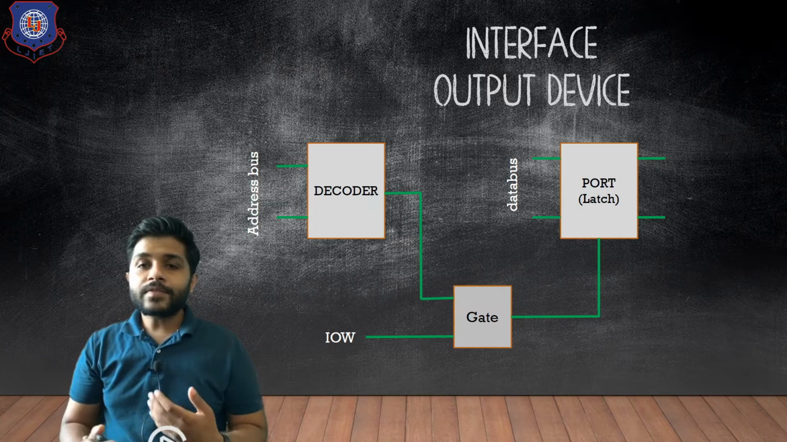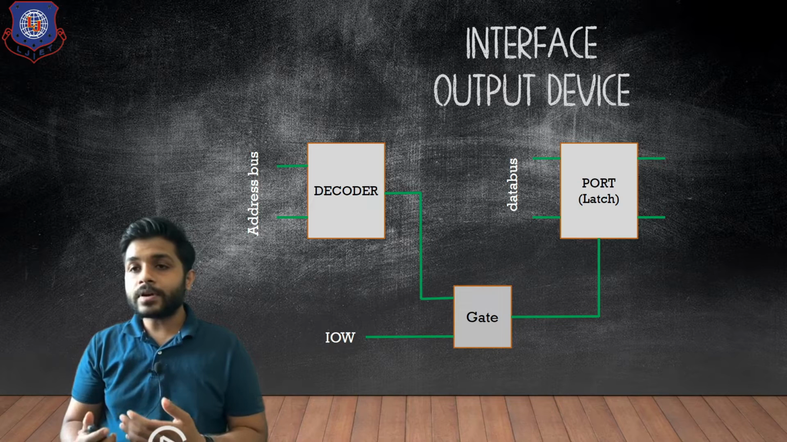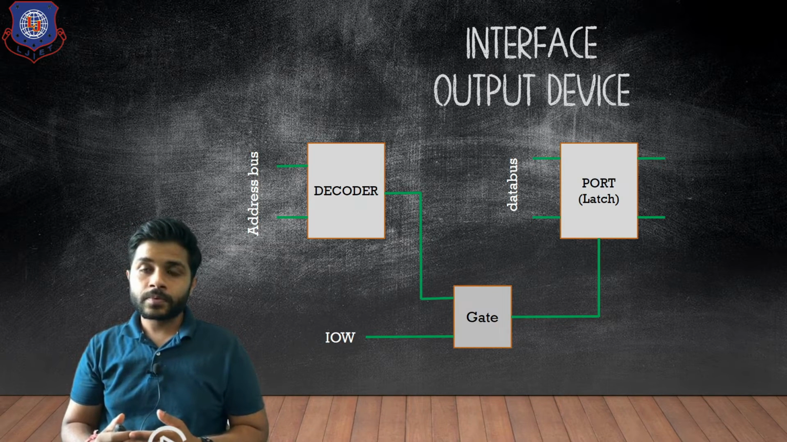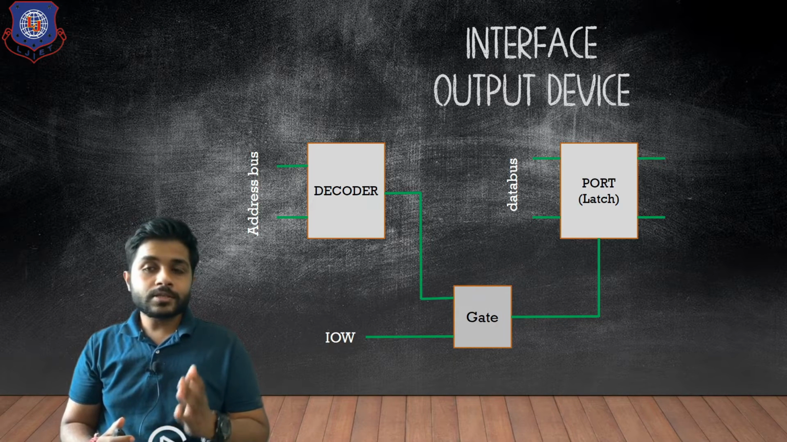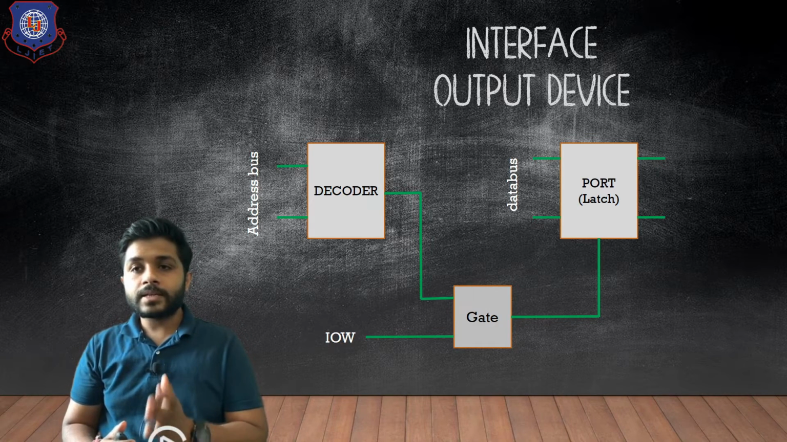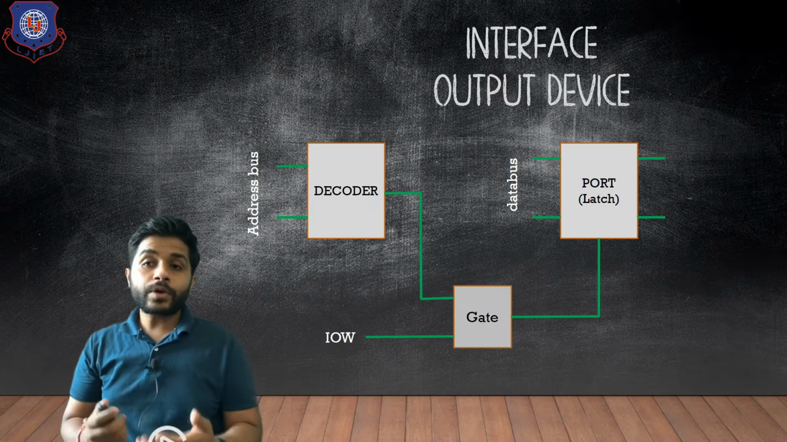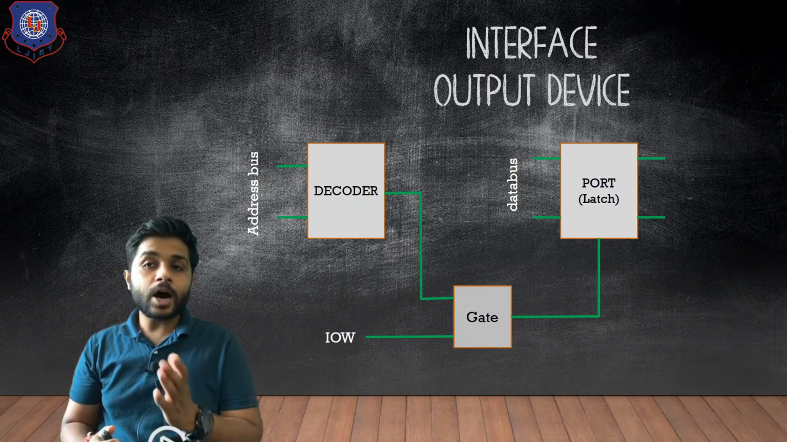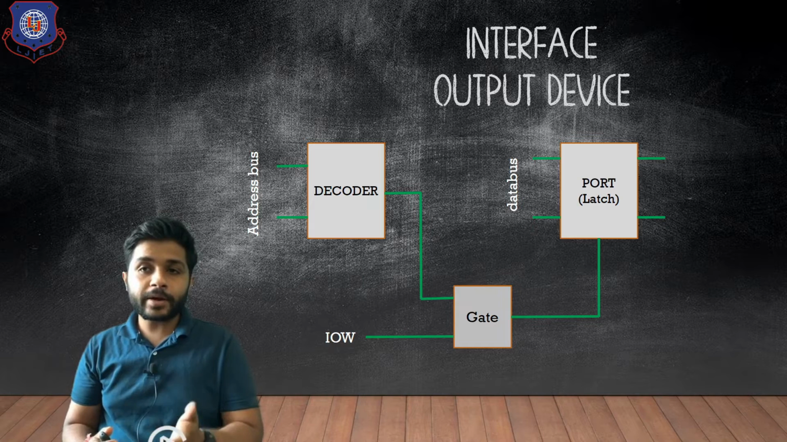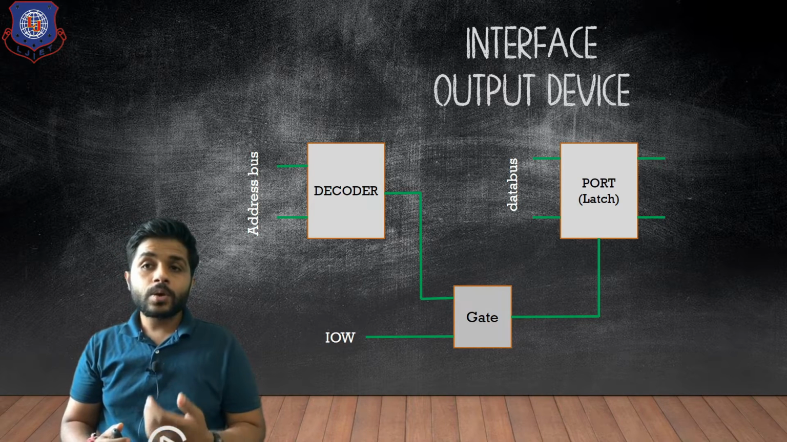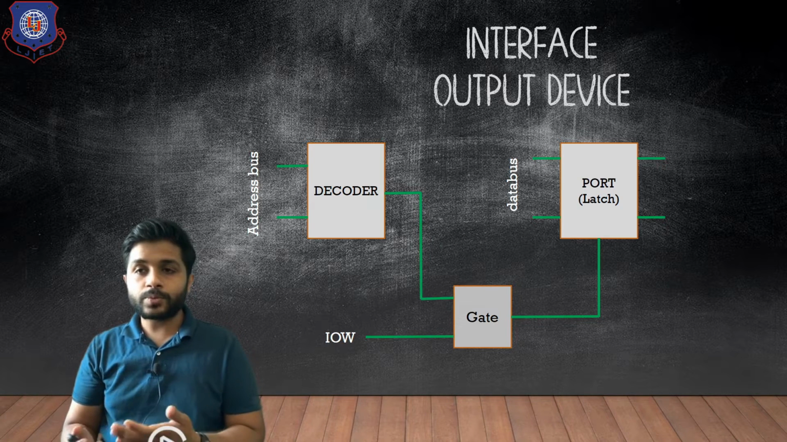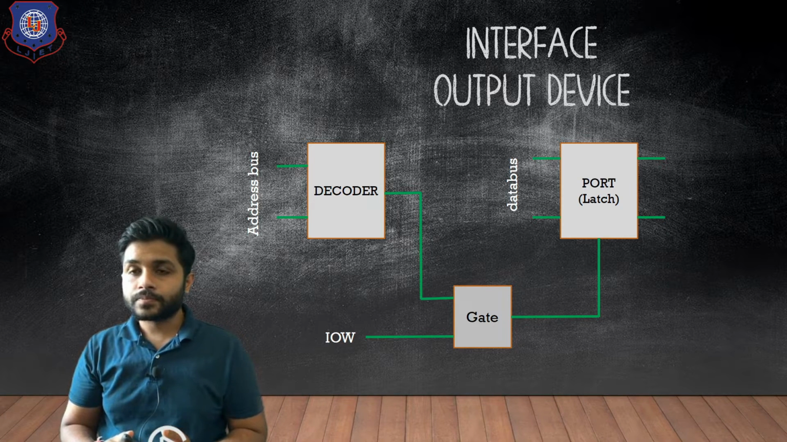Now there are different input devices and different output devices that we can connect with the microprocessor. Right now we are going to see an input device which is a switch and an output device that is an LED. So we are going to see how to interface the output device LED with the microprocessor and also how to interface the switch, which is an input device, with the microprocessor.